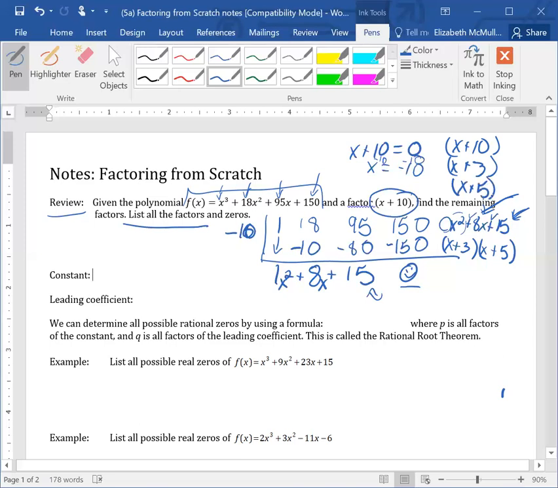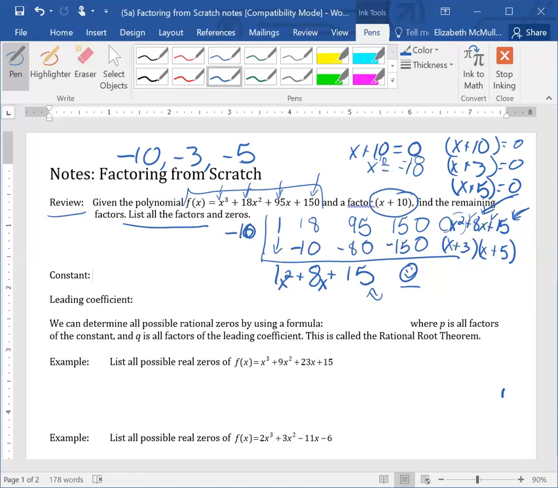And then find all of my zeros. Remember, we set each of these equal to 0. So we already know one of my zeros is negative 10. The next one would be negative 3, and the last would be negative 5. All right, so we remember this. This is very important. I hope you have a good handle on this. If you're still a little fuzzy on this synthetic division, go back and watch the video about it, because you need to be able to do this in order to do today's lesson.